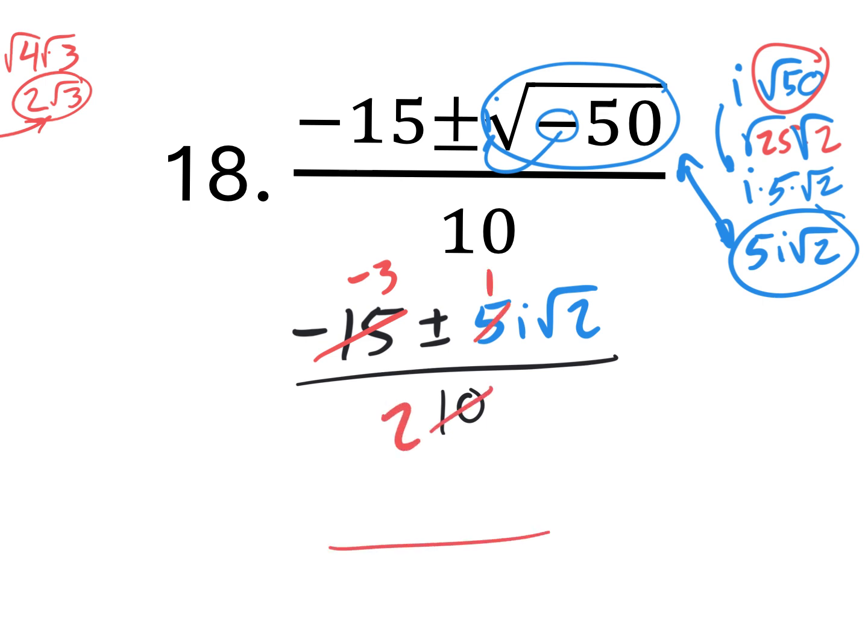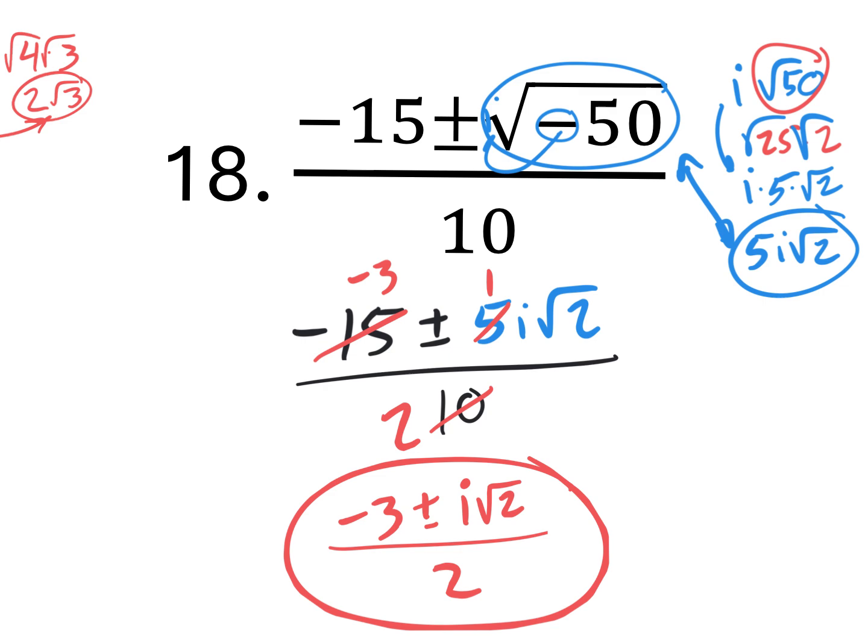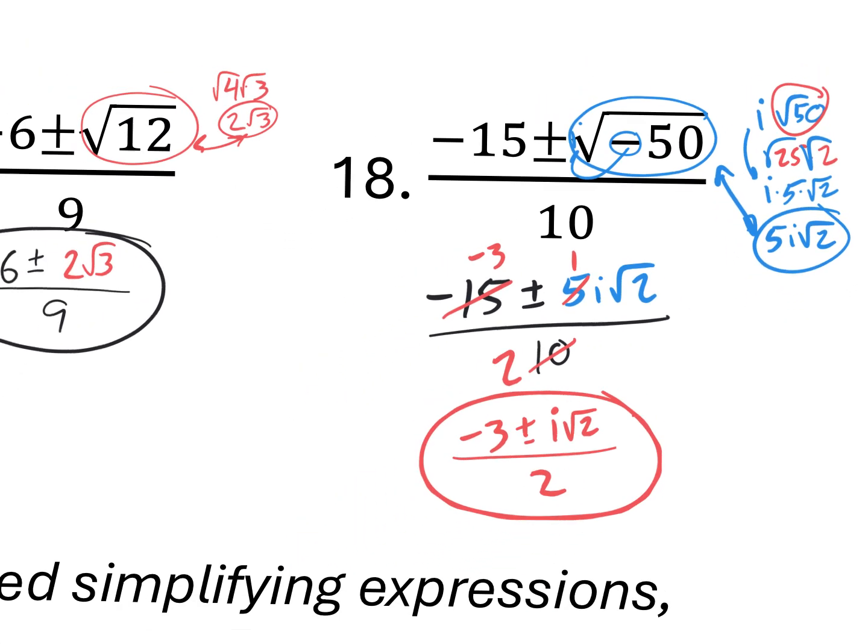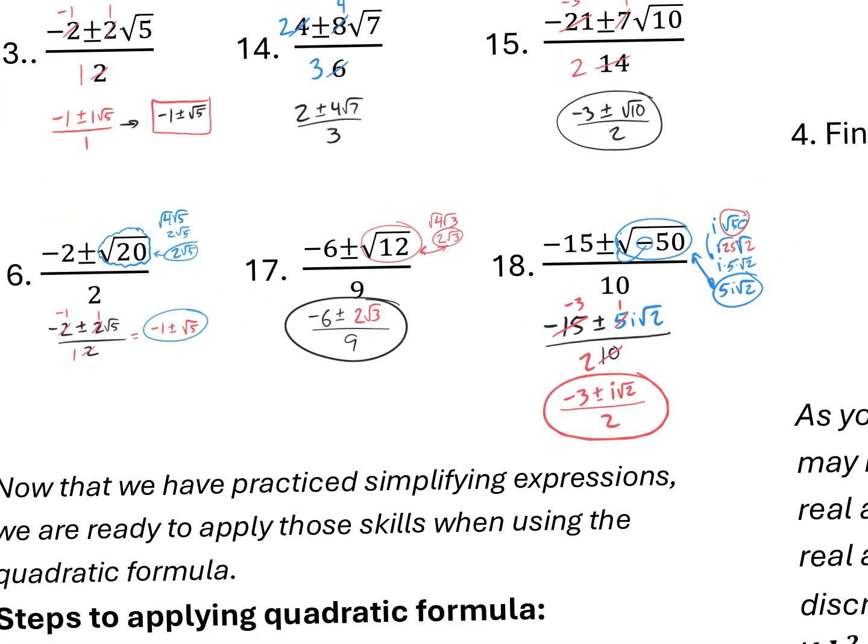So our final answer is going to be negative 3 plus or minus 1i square root of 2. But you're not going to write the 1. You're just going to write i square root of 2. And then on the bottom, we have the 2. And there's your final answer for number 18. I know I've been teaching fast. I apologize. I hope this makes sense.